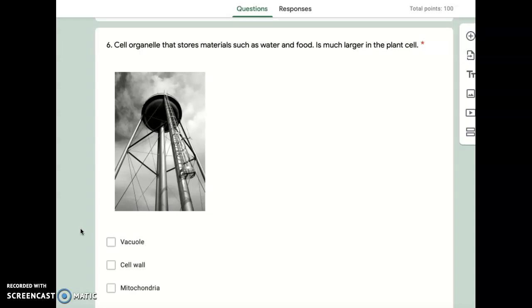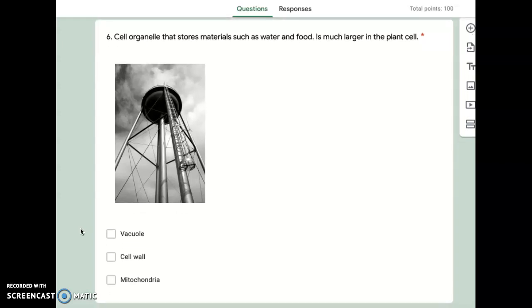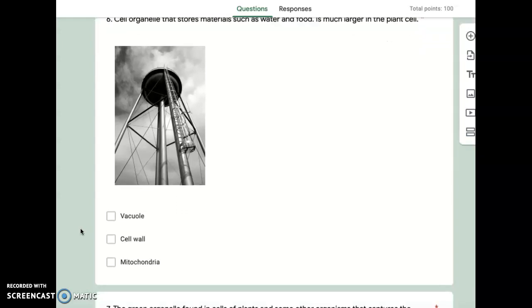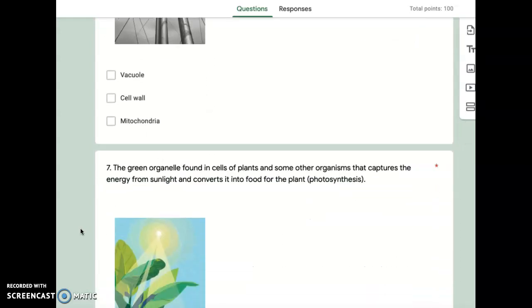Number 6. Cell organelle that stores materials such as water and food, and is much larger in the plant cell. Vacuole, cell wall, or mitochondria?